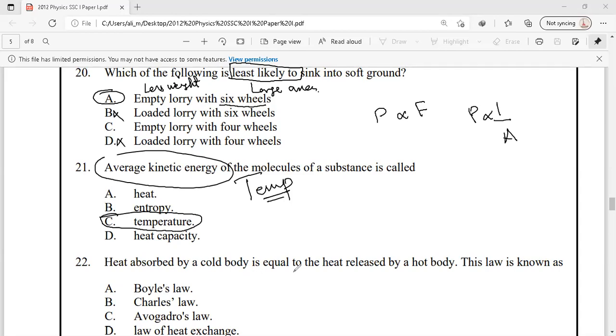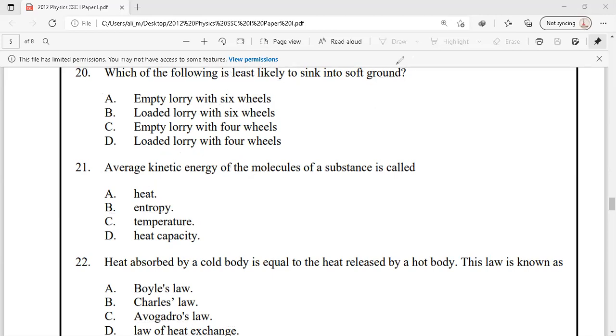Heat absorbed by a cold body is equal to heat released by a hot body. So, this law is known as the law of heat exchange. Whenever two bodies are in thermal contact with each other, there is always energy that is transferred from the hot to the cold part of that body. This energy is heat. So this law is known as the law of heat exchange.